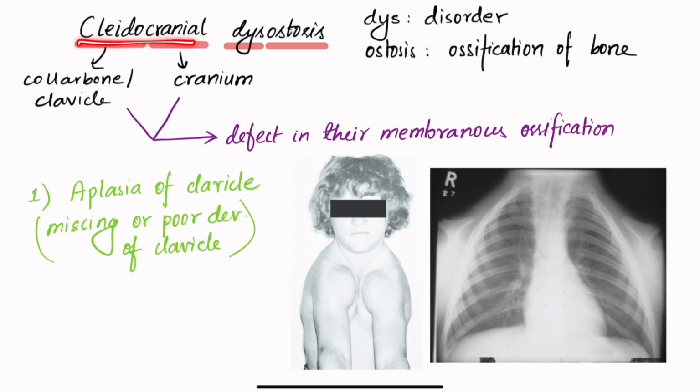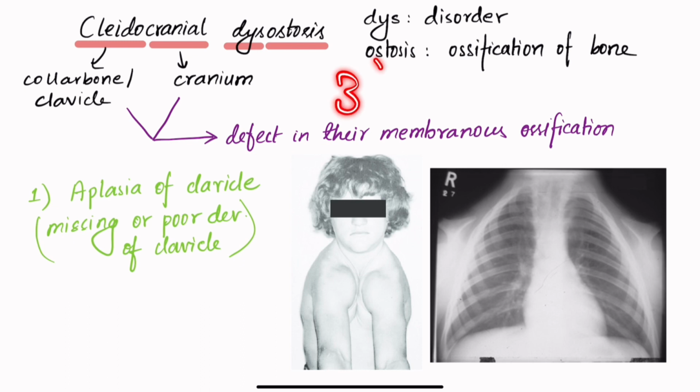Next is cleidocranial dysostosis. Dys refers to disorder and ostosis refers to ossification of bone. If there is any kind of disorder during the ossification of bone, that's what's called dysostosis. Cleidocranial. Cleido refers to collarbone or clavicle and cranial refers to cranium. Both clavicle and cranium show membranous ossification. If any kind of defect is seen during the membranous ossification of cranium or clavicle, that's what's called cleidocranial dysostosis.